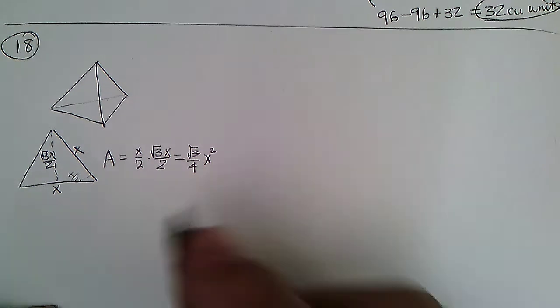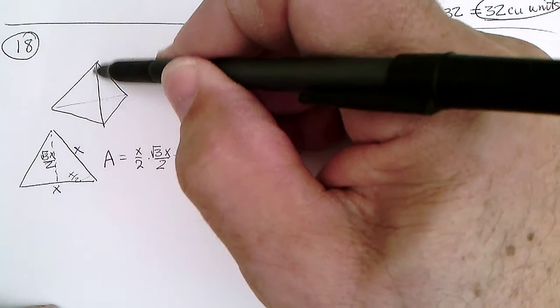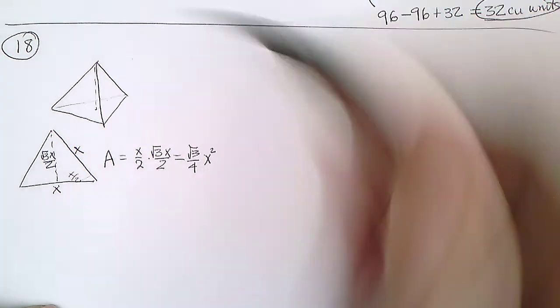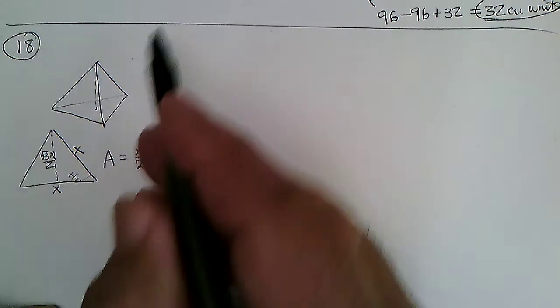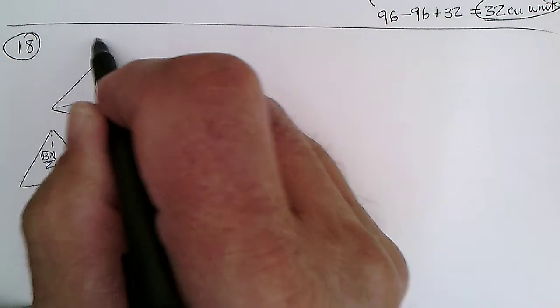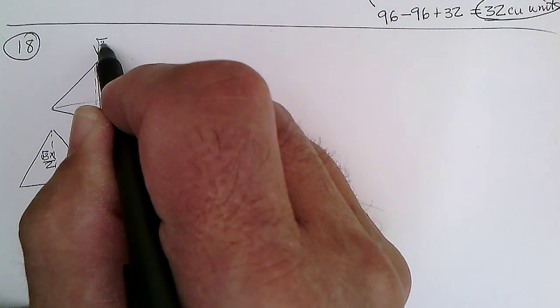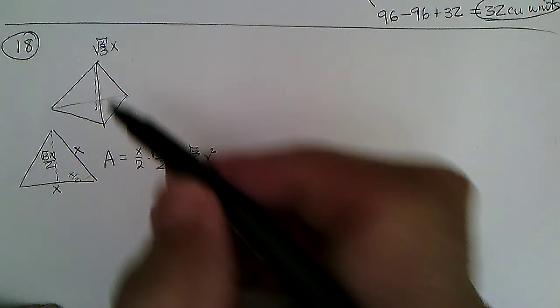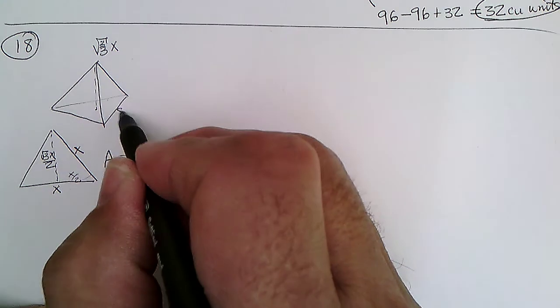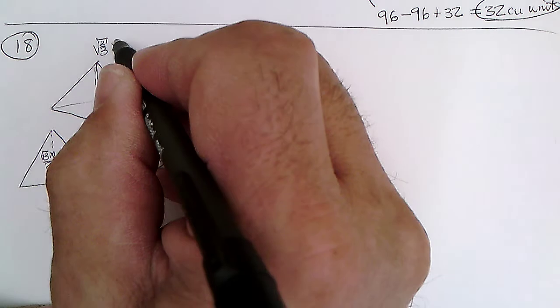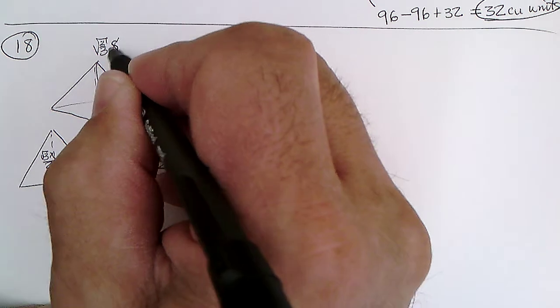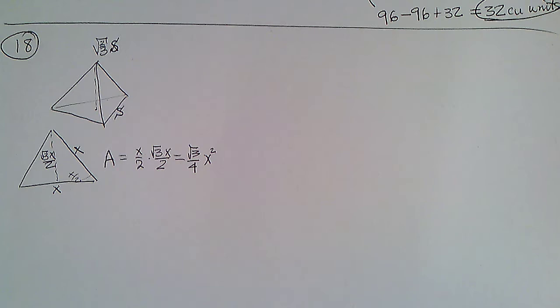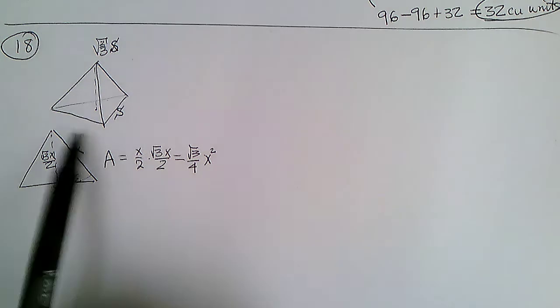And they told you in this one that the height of this thing is actually square root of 2/3 x, or whatever the side is. Now they said the side was s, so it'd be square root of 2/3 s for the total height. And you could get that if you want.